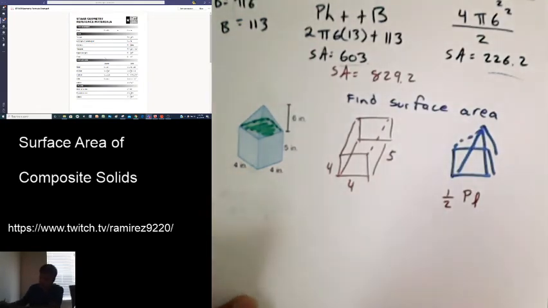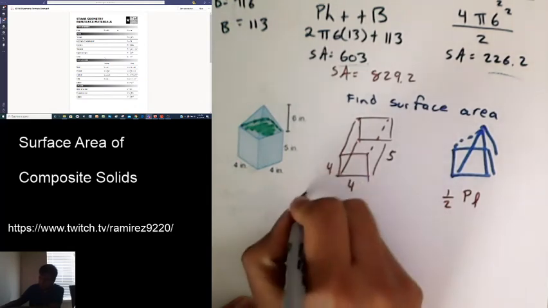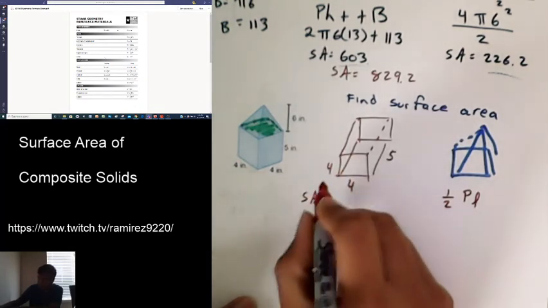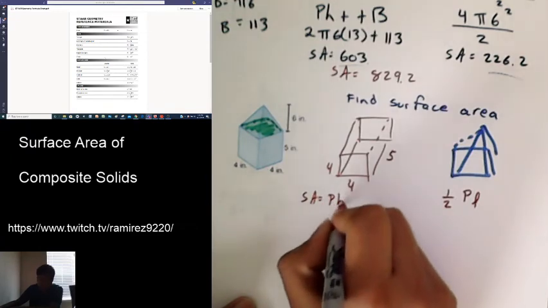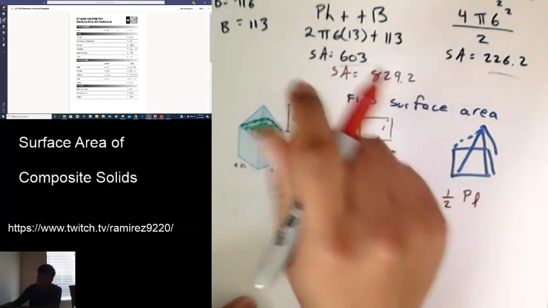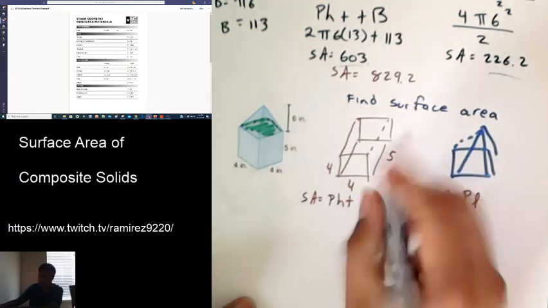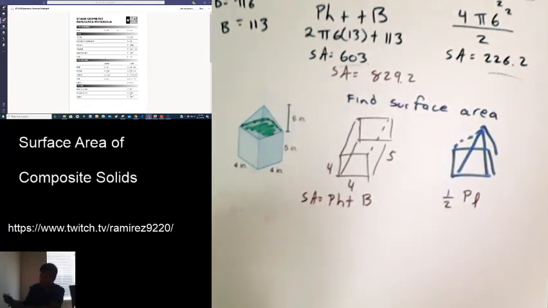In this rectangular prism, surface area is perimeter times height plus 2b, but again, one of the bases is not being exposed, so it's just going to be 1b. Please understand why it's not 2b.